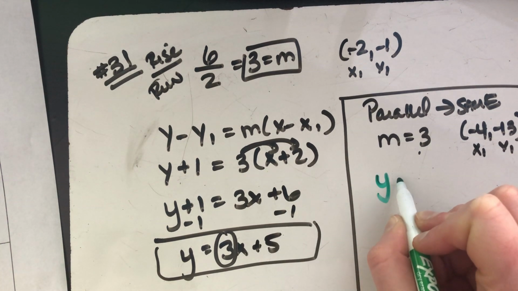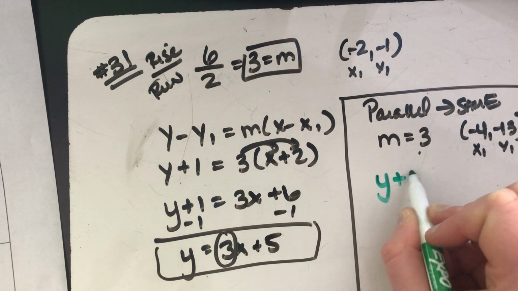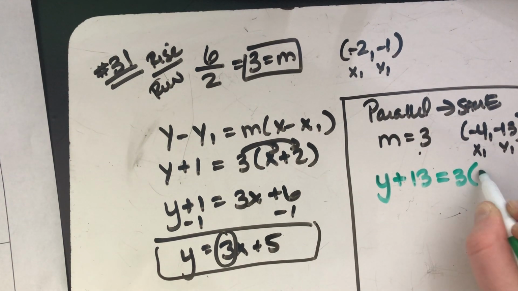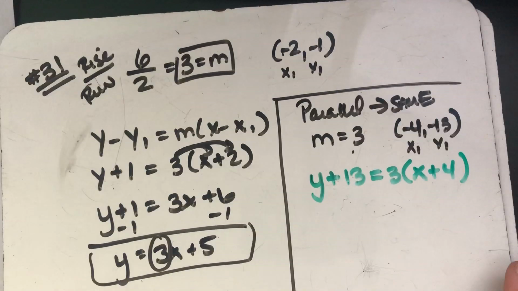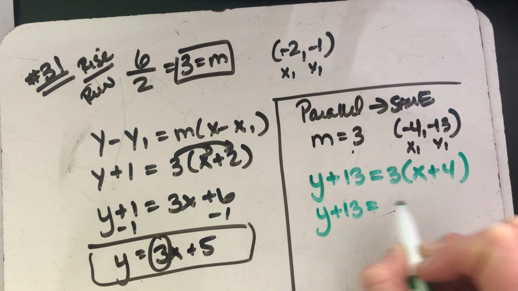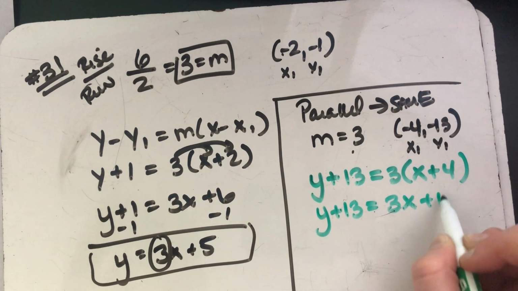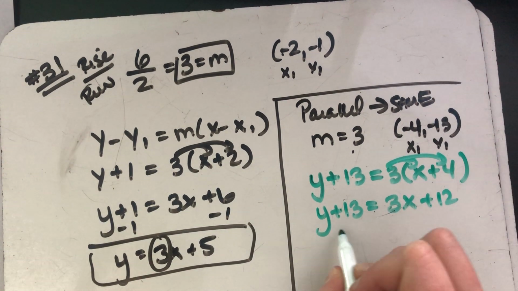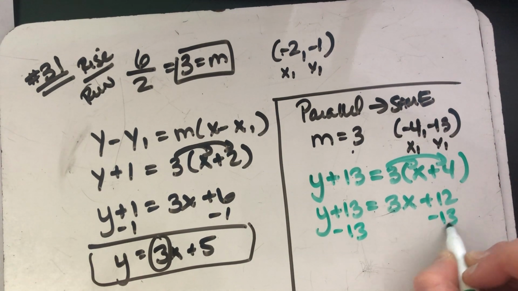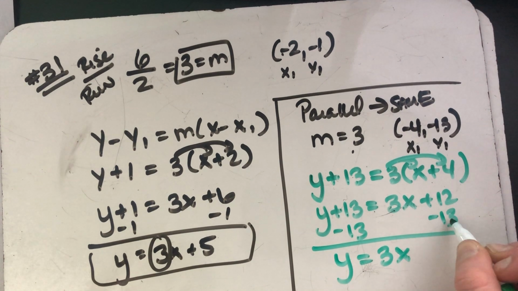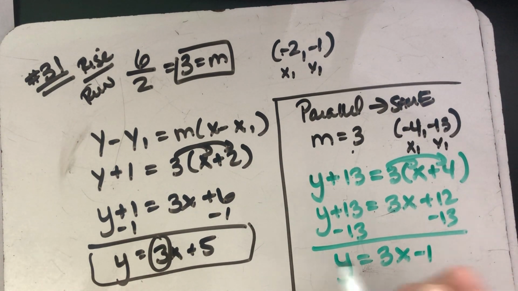So I have y minus a negative makes a positive, equals my slope is 3. X minus a negative makes a positive 4. And now we distribute. So y plus 13 equals 3x plus 12. Remember, you multiply, you don't add them. You don't get plus 7. Subtract 13 on both sides. So it's just y equals 12 minus 13 is -1.